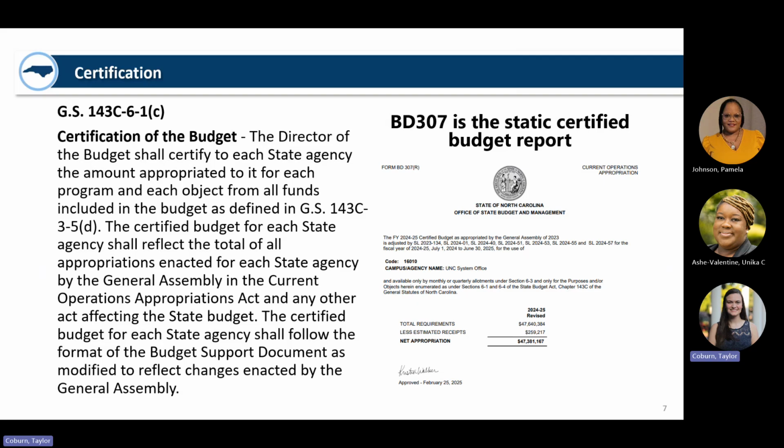The budget certification process ensures the budget enacted by the General Assembly is appropriately reflected in IBIS. The BD 307, or the Certified Budget Report, is a static report in IBIS that reflects the budget as enacted by the General Assembly. This should not be confused with the Certified Budget column on the RK 325 and BD 701 reports.